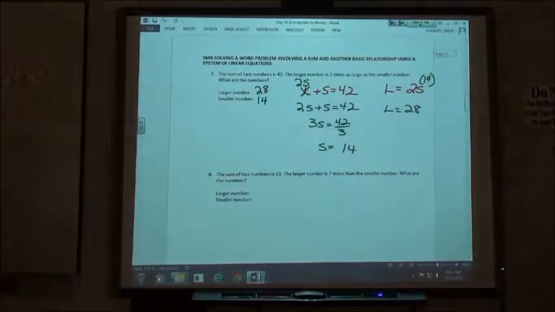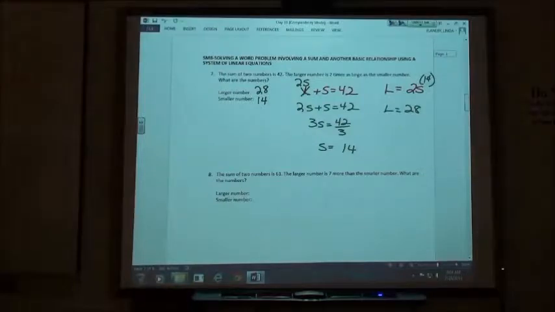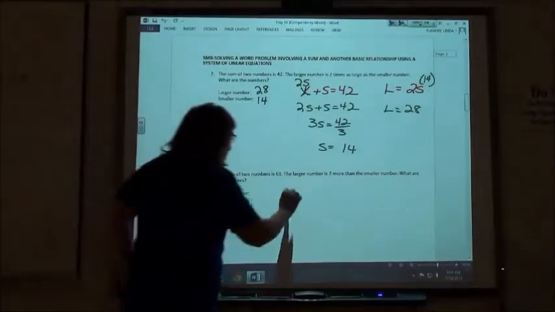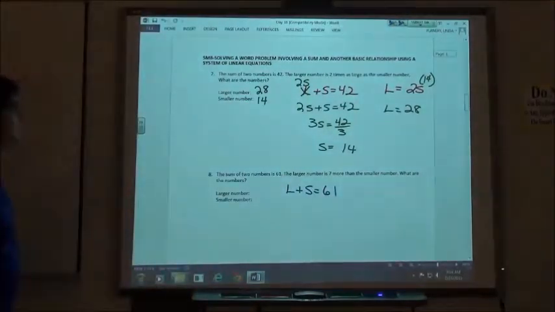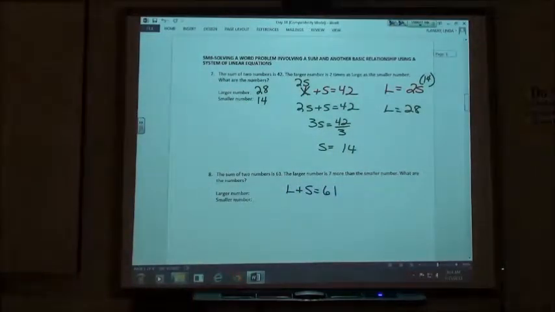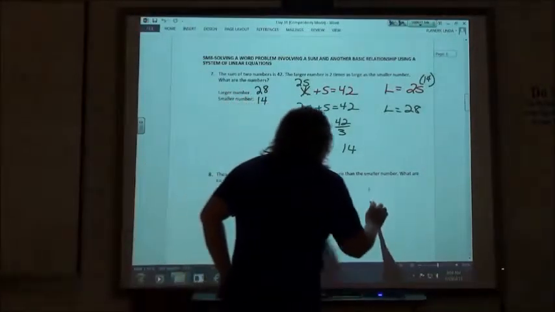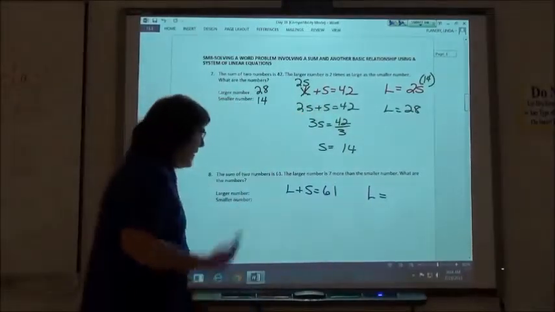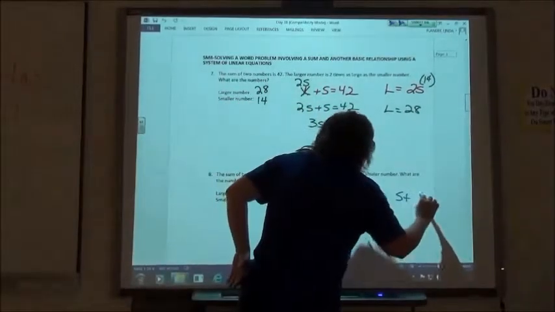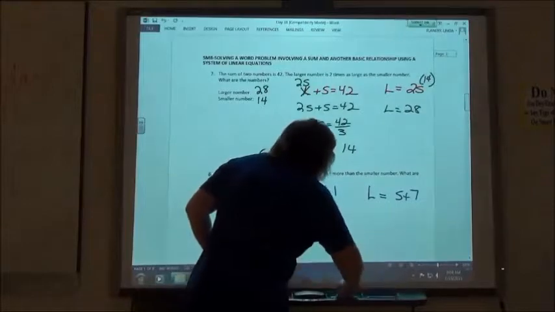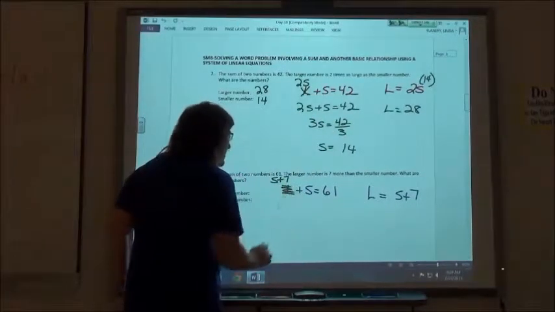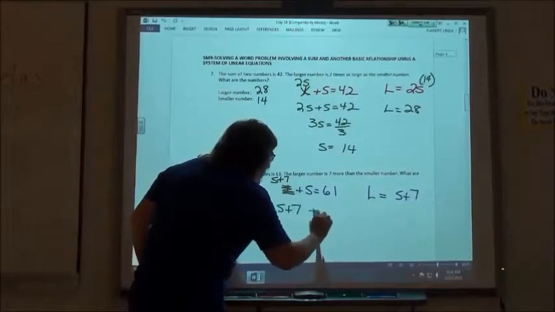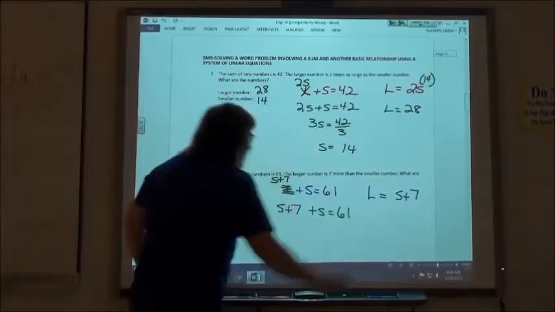Number 8 says the sum of two numbers is 61. So it starts the same way. The large one plus my small one is 61. This one says the larger number is 7 more than the smaller one. So L would be equal to what? S plus 7. S plus 7, exactly. Again, we can solve this by substitution. We're going to get rid of the L and put S plus 7 in its spot. So S plus 7 plus S equals our 61.